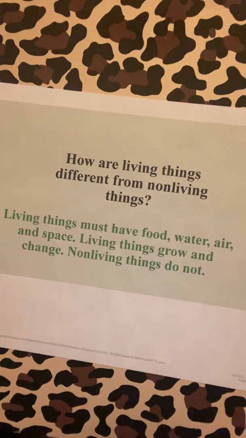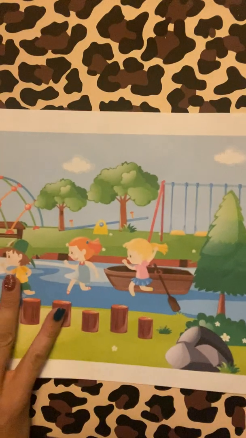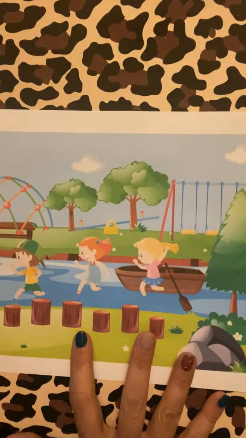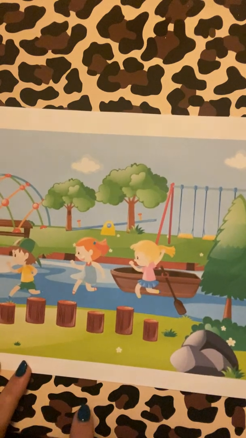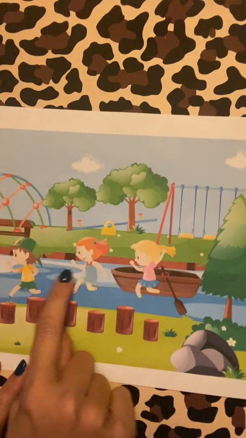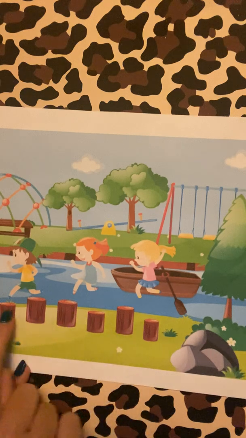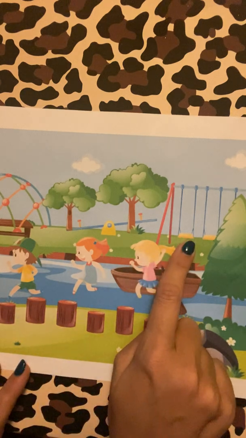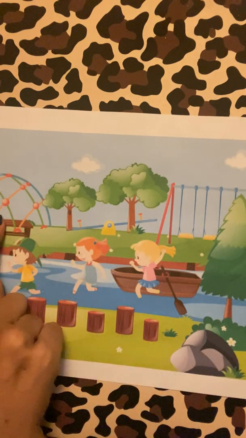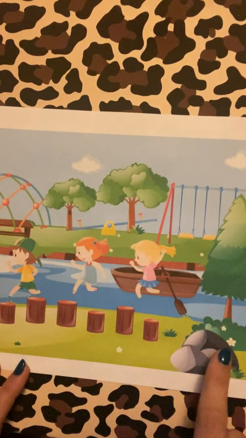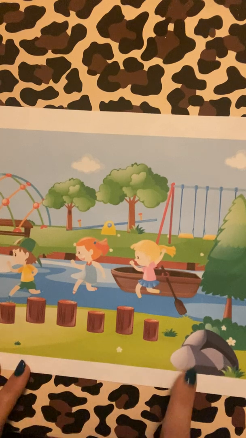And I want to show you a picture. Okay? So look at this picture. It shows a park, and in this picture I see kids that are running. They're running on these little logs. I see a swing set, a seesaw and a jungle gym, trees, some flowers and weeds and a rock.